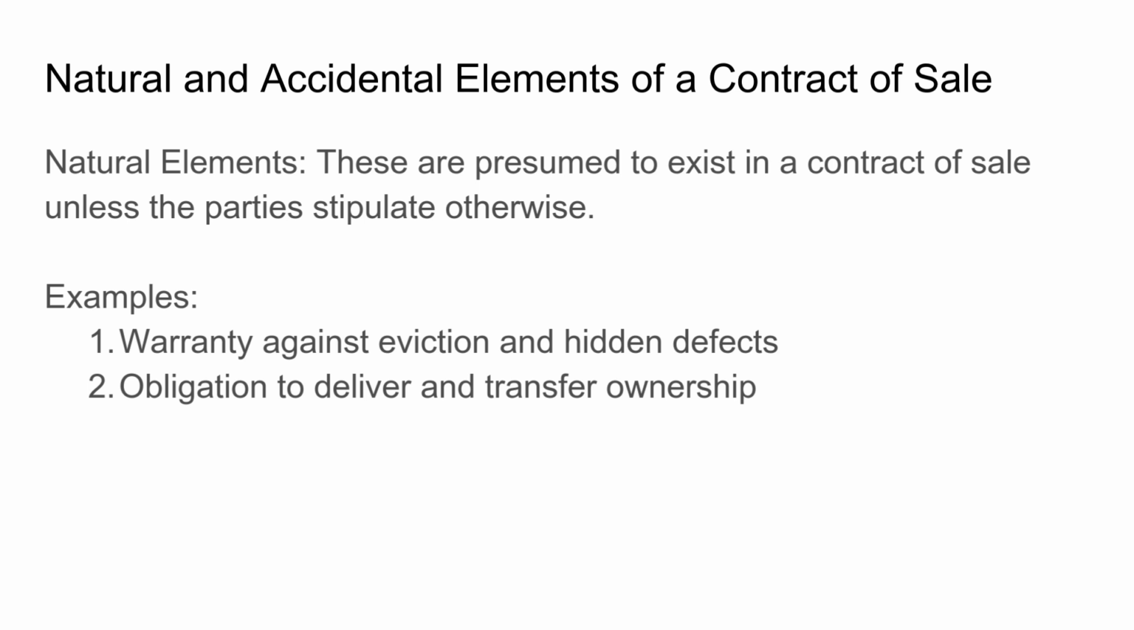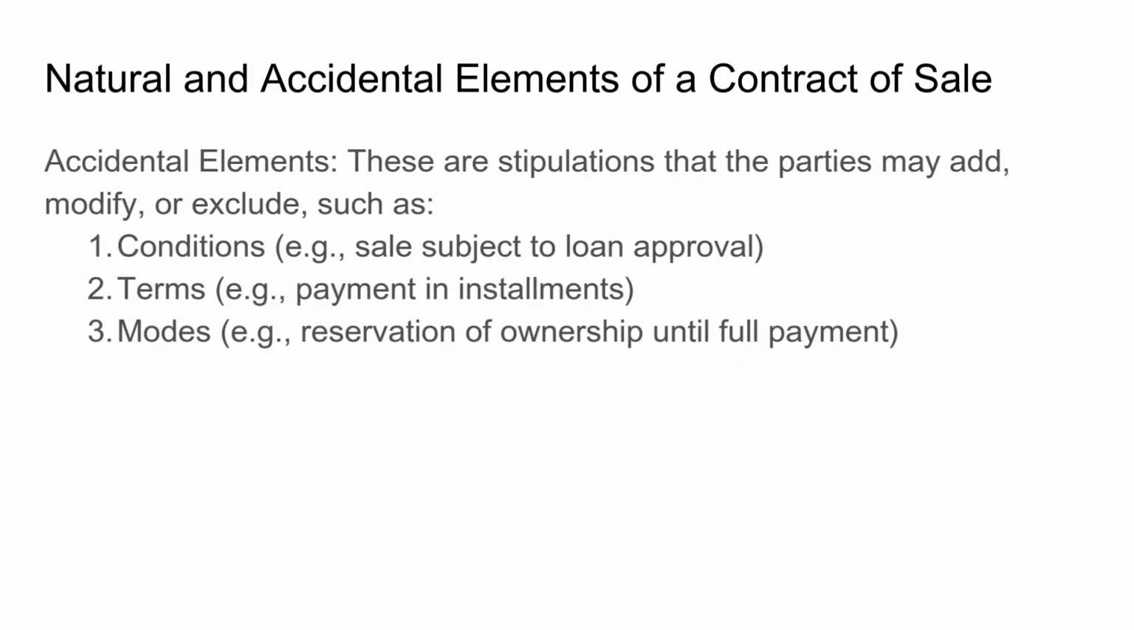Contracts of sale also consist of natural and accidental elements. Natural elements are presumed by law to exist unless excluded, such as warranties against hidden defects and the obligation to deliver. Accidental elements are those that the parties may stipulate, modify, or exclude, such as conditions, terms, or special agreements. For example, if the parties agree that ownership remains with the seller until full payment, this is an accidental element that alters the usual legal effect of delivery.